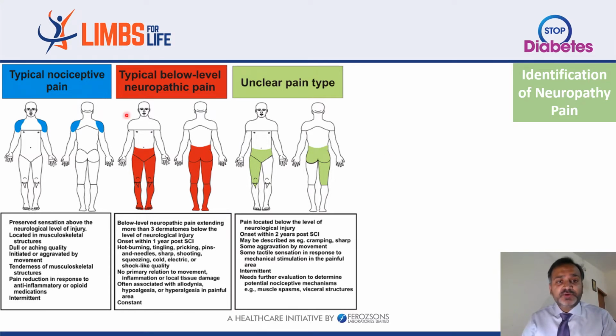So typical below level neuropathic pain. This pain extends more than 3 dermatomes below the level of neurological injury.